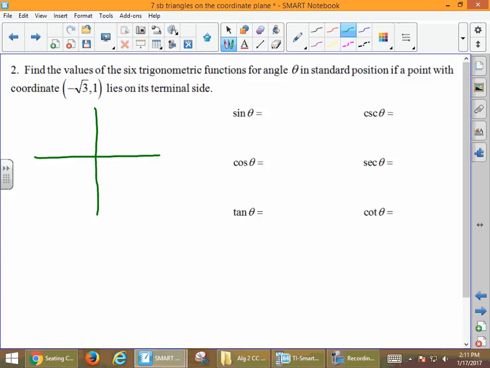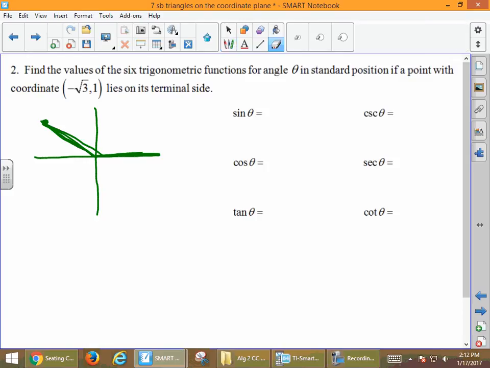If we were drawing here, we go to the left, negative radical 3, and we go up 1. So that's going to put us in quadrant 2. Here's our initial side. Here's our terminal side. Hopefully your picture's better than mine. There's our terminal side. We always connect back to the x-axis.